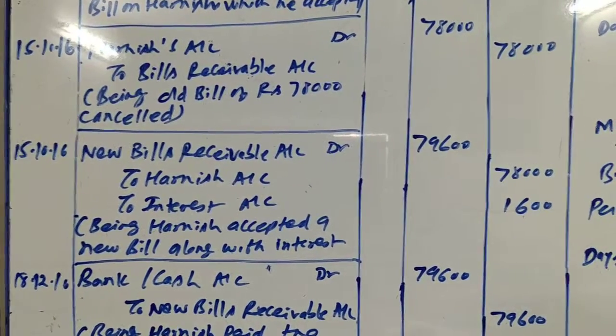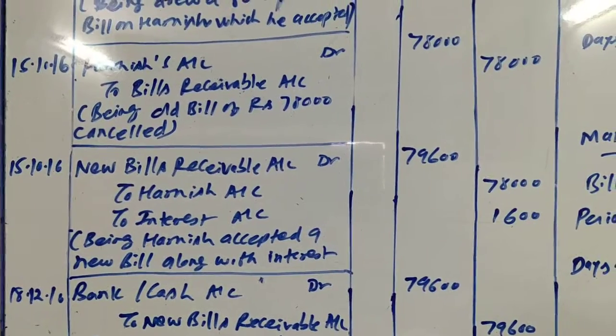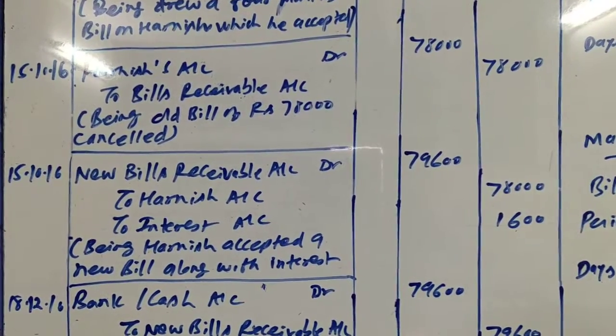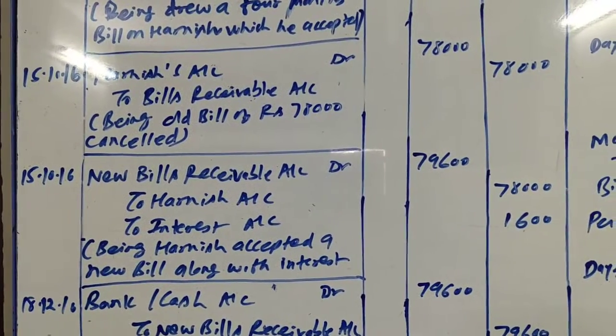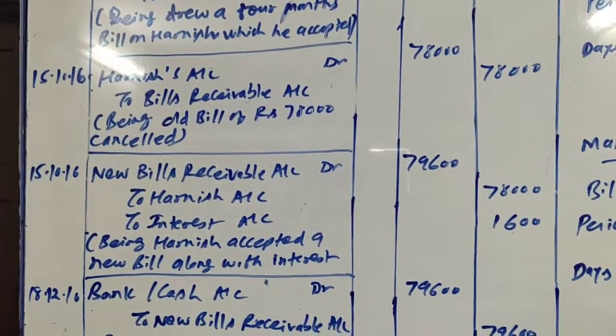New bills receivable account debit to Harnish account and to interest account 79,600: new bills receivable, to Harnish account 78,000, to interest account 1600. Okay friends, this will be the entry for the new bill.